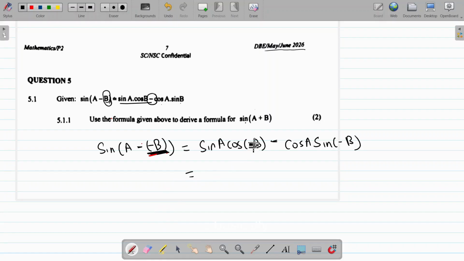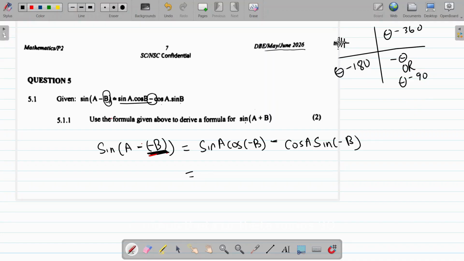And then notice that now minus b, minus an angle, is the fourth quadrant. Remember when we do the reduction formula, let me be specific to the negative angles. This over here is theta minus 360, that is the first quadrant. The fourth quadrant is minus theta or theta minus 90. And then the third quadrant is theta minus 180, and the second quadrant is minus theta minus 180.